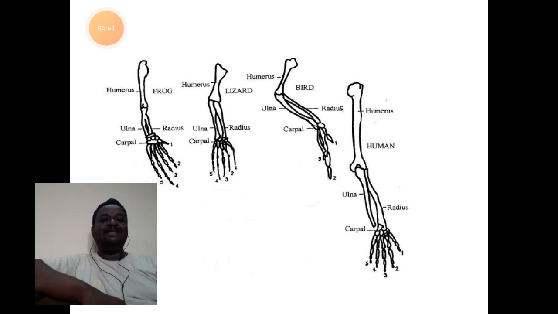So, with this we are completing the first example related to homologous organs, that is forelimb of vertebrate classes.